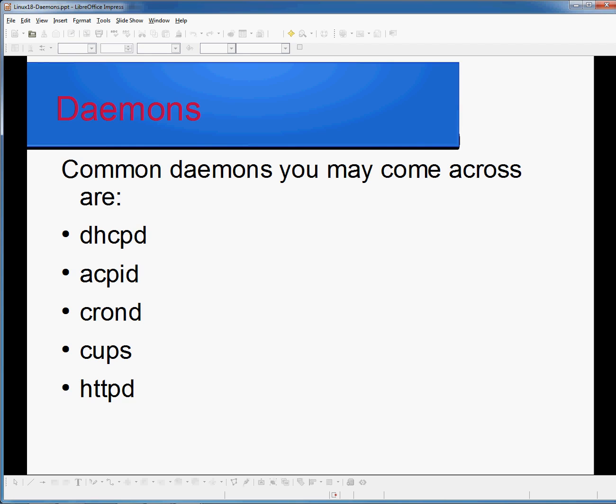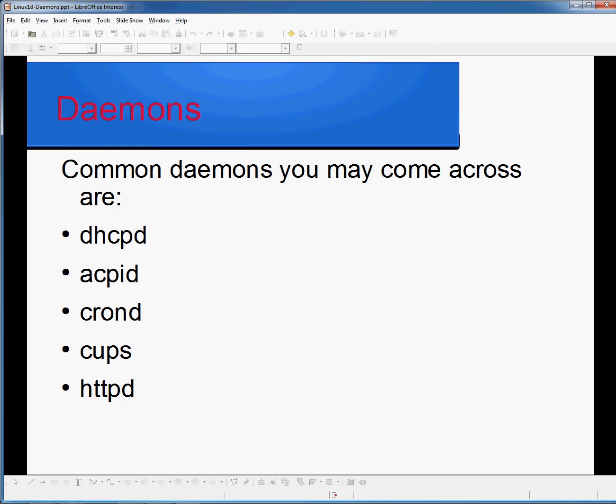Cups is something you may not be familiar with. This is actually, if memory serves, the common Unix printing service, and it's actually a daemon as well, and its sole purpose, as you may have guessed, is to allow for printing in Unix environments, which does include Linux in this case. And the other one I've got here as a common daemon is httpd.